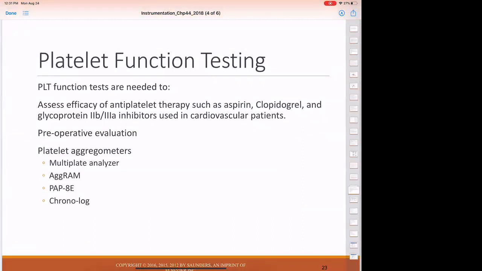In COAG, we also use platelet function analyzers, or testing to assess the function of platelets. The platelet function tests are needed to assess efficacy of antiplatelet therapy, such as aspirin, clopidogrel, and glycoprotein 2B3A inhibitors used in cardiovascular patients. These are mostly done for preoperative evaluations, and these are called platelet aggregometers. These platelet aggregometers can be multiplate analyzers, AgRam, PAP8E, or the chronolog.